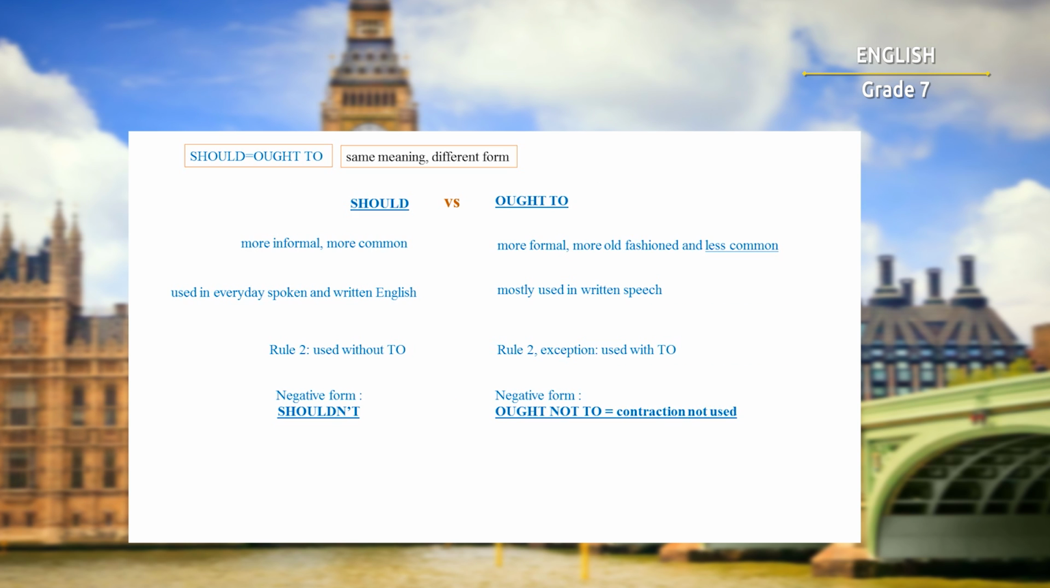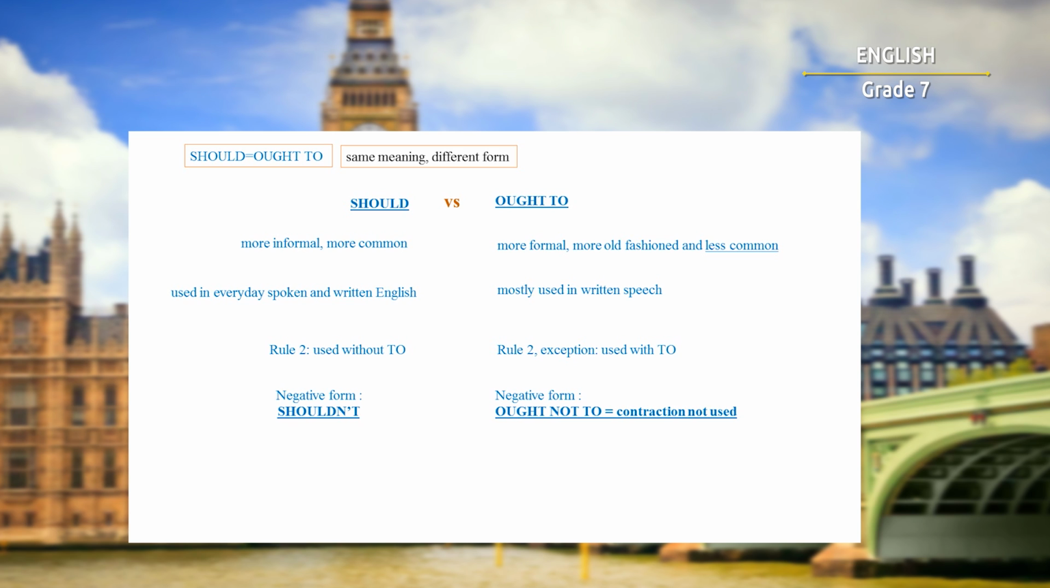Let's look at the case when we use should and ought to. These two verbs have same meaning but different form. For example, we use should when we want to be more informal or more common. Ought to is more formal, more old-fashioned, and less common. Should is used in everyday spoken and written English, and ought to is mostly used in written speech.